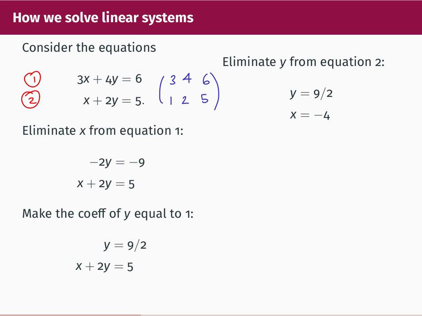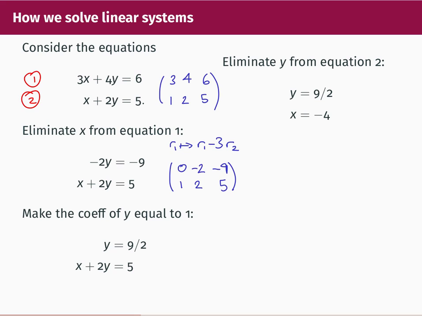The first thing we did in our manipulation was to subtract 3 times row 1 from row 2. Sorry, that's the wrong way around. We subtracted 3 times row 2 from row 1. So the row operation is row 1 goes to row 1 minus 3 times row 2. If you do that row operation to our augmented matrix, you'll get the augmented matrix of the new system, which is 0, minus 2, minus 9, 1, 2, 5.